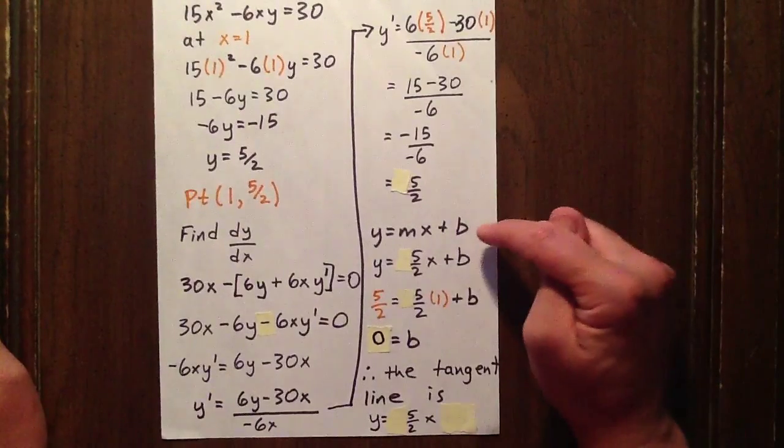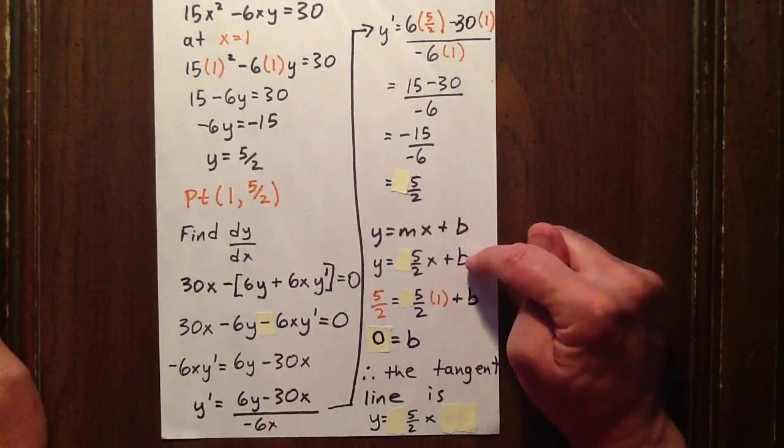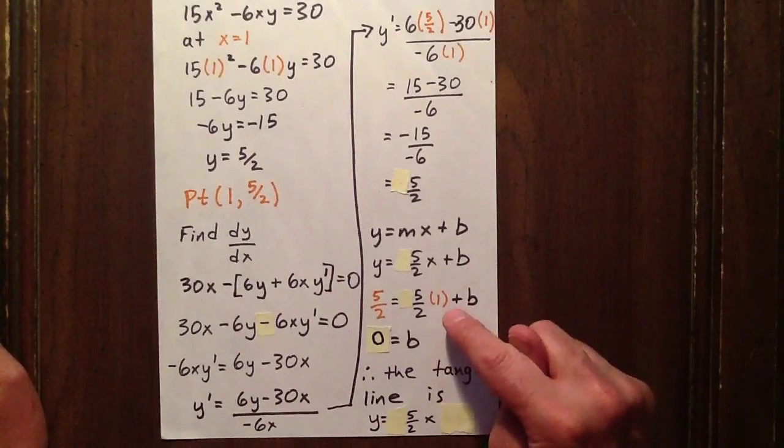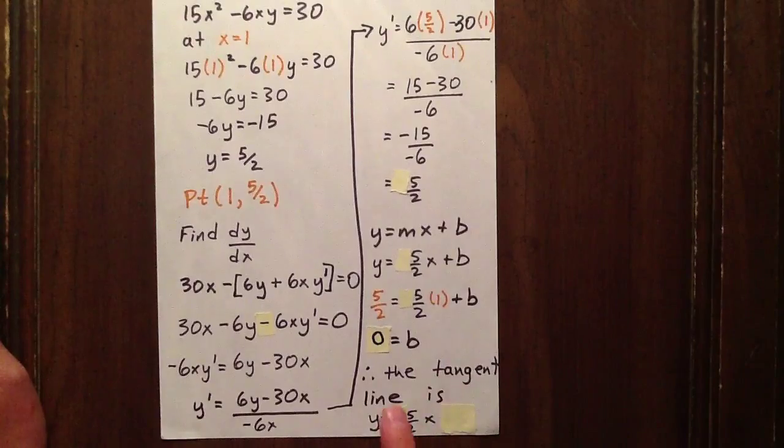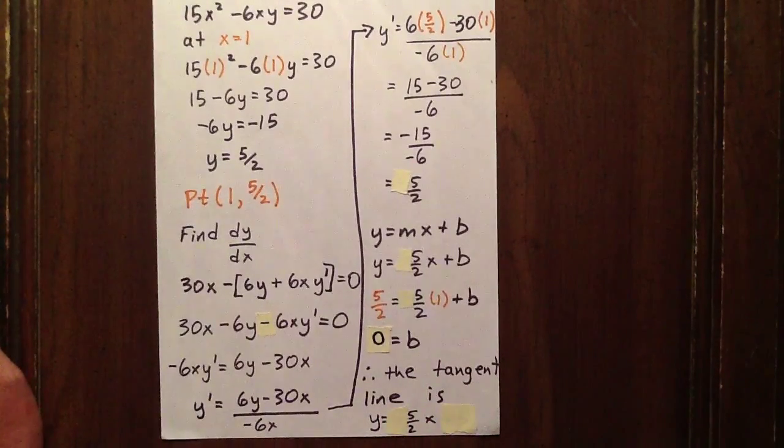We now can say that y equals mx plus b. We've got a slope of 5/2 and a point of (1, 5/2). So subbing in those numbers gives us a b value of 0, and we can say that the tangent line in question is y equals 5/2 x.